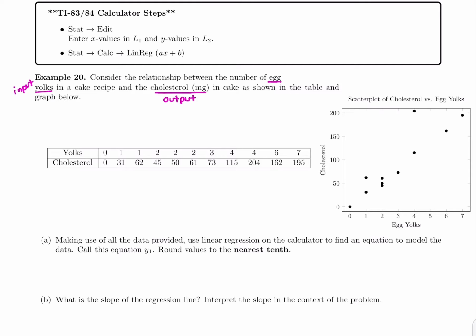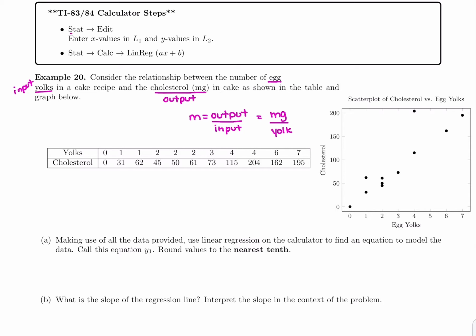So our slope, which we're going to use our calculators to find, is going to find that output over our input. It's going to tell me how many milligrams of cholesterol per egg yolk that we're getting in our cake. So I'm going to grab my calculator and follow these steps.